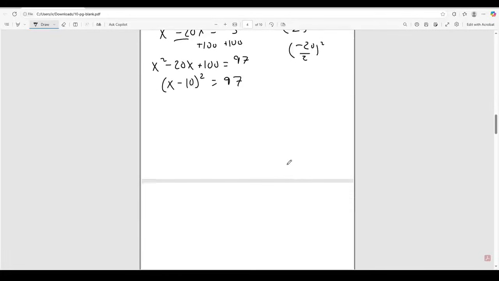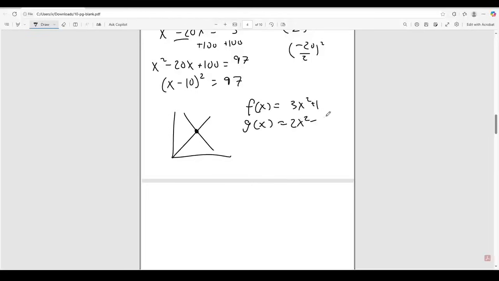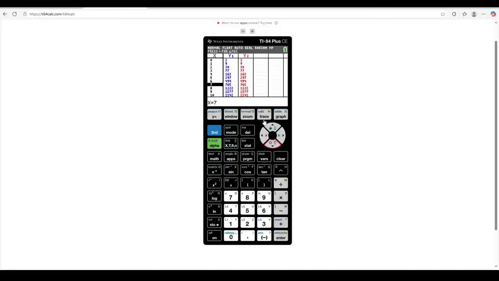So now let's talk about solution sets, okay? Whenever you have two lines that intersect, the point of intersection is what we call a solution. And you can find the solution, for example, let's say f of x is equal to 3x squared plus 1, and g of x is equal to 2x squared minus 5. If you want to find the point of intersection, you can just graph it. So you can go into your calculator, graph these two equations, press graph, then go into second trace, go all the way down to intersect, and then use the intersect function to find the point of intersection, which is going to be the solution.